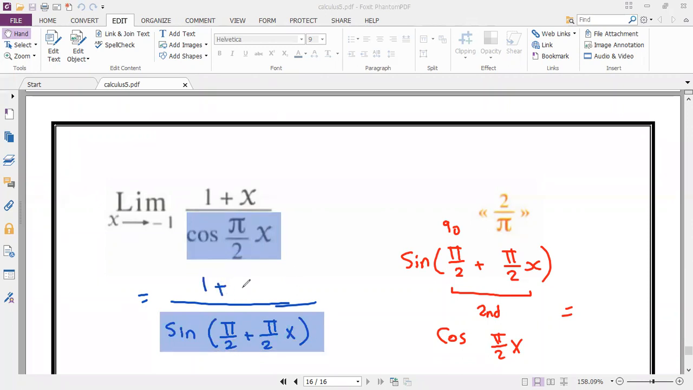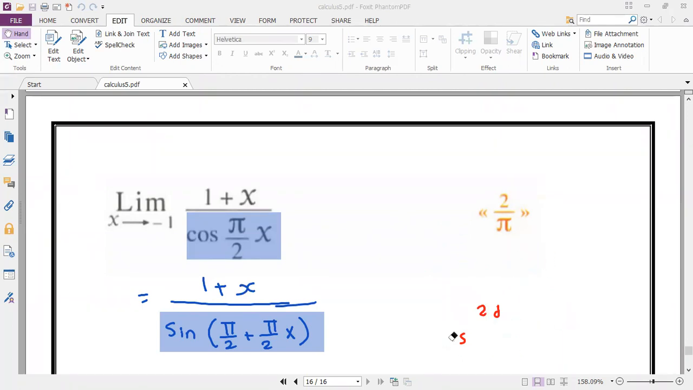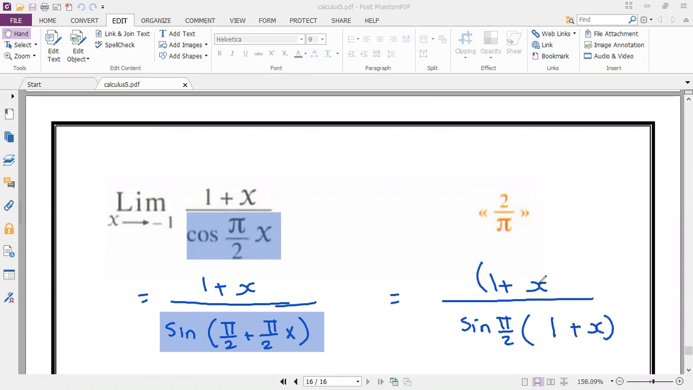And at the top, it's 1 plus x. Okay? So we are going to take pi over 2 as a factor in the denominator. So that is going to be 1 plus x over sine, we take pi over 2 as a factor here, then you are left with 1 plus x. As you see here, the two variables are the same, 1 plus x and 1 plus x. So what is the limit here? You divide the coefficient directly by the coefficient. It's 1 over pi over 2, which is equal to 2 over pi.